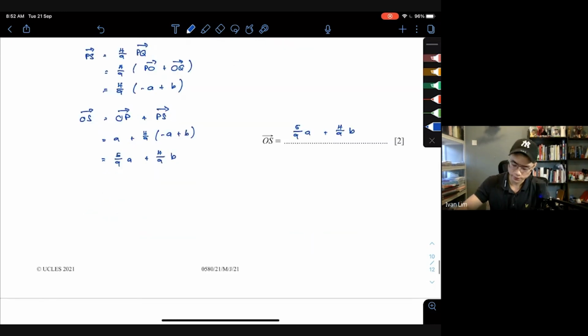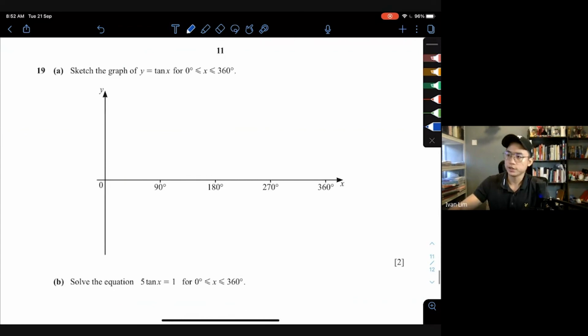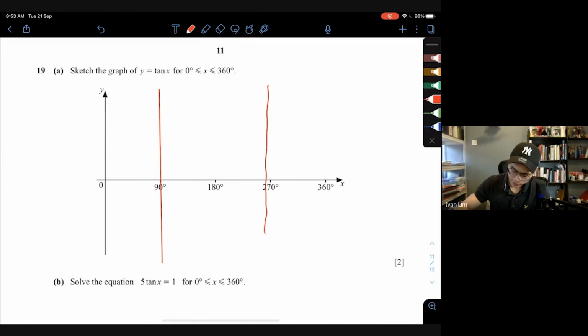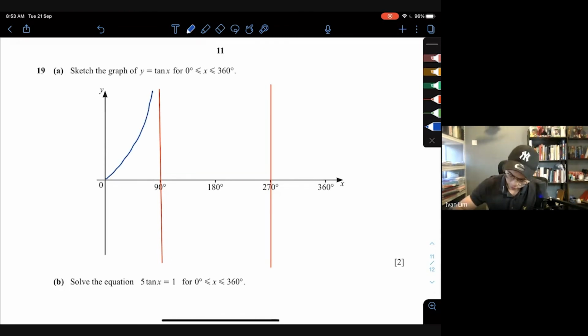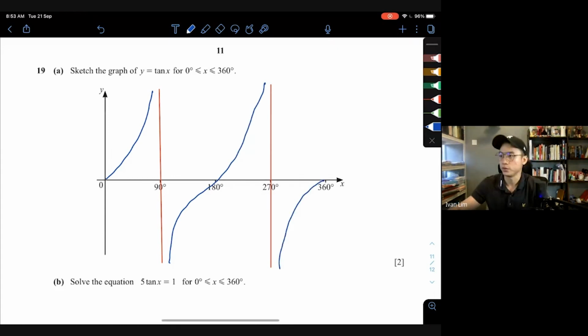Okay, next one. Question 19. Tangent x. Okay, the only way is that you need to know how to do this. So gotta show your asymptote. Okay, you can draw it in dotted line. It will be at 90 degrees and 270 degrees. So make sure you all memorize how the sine, cos, and tangent graph looks like. Then this is how your tangent graph looks like. Okay, no other ways to do it. 2-mark question.